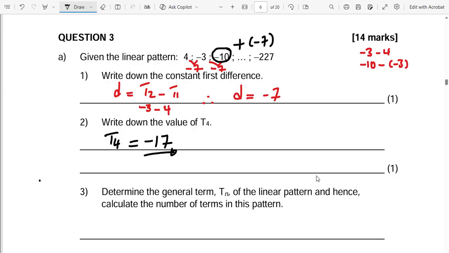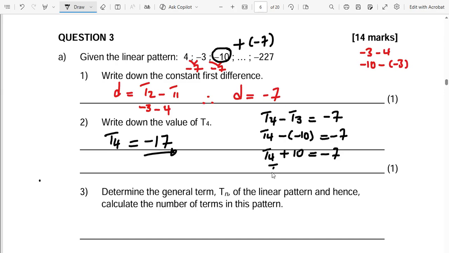Okay, so another way that you can do this, you can say that I know that if I take T4 minus T3, I need to get minus 7. So my T4 is what I'm looking for, minus T3, which is negative 10. And then this is minus 7. Then solve for T4. T4 plus 10, that's minus 7. Therefore, T4, the 10 goes to the other side to be negative, which gives us negative 17.